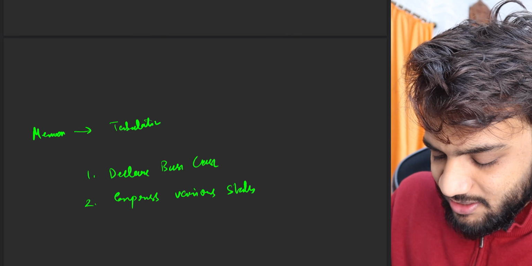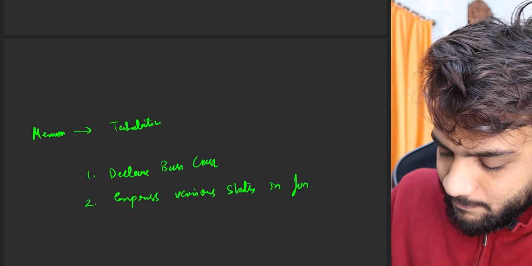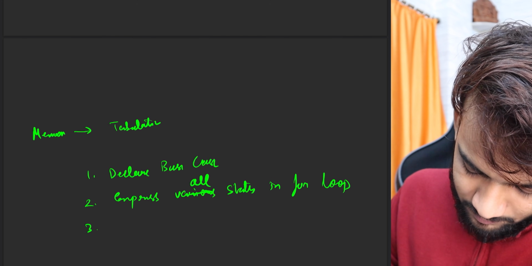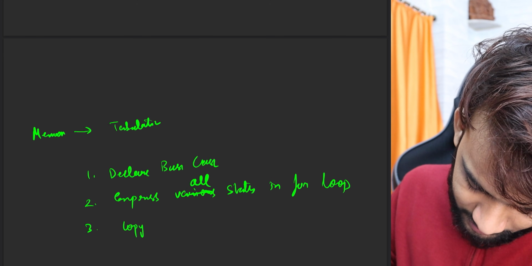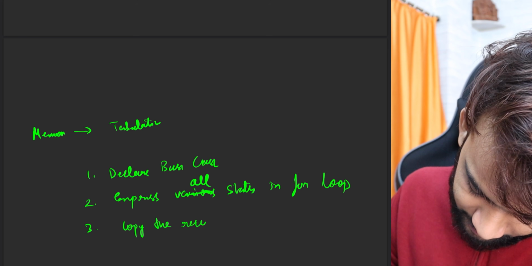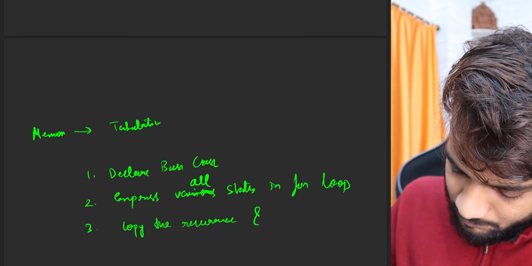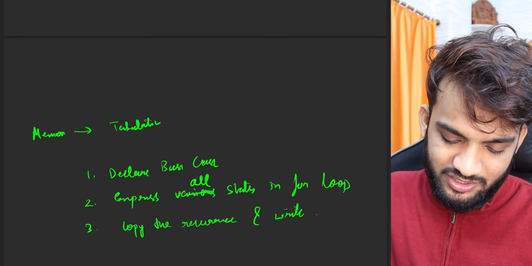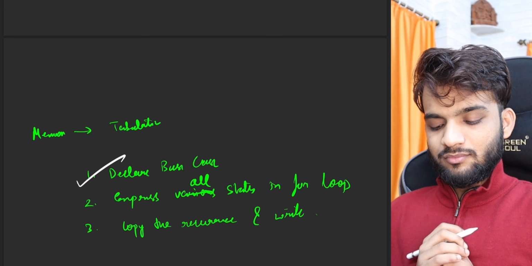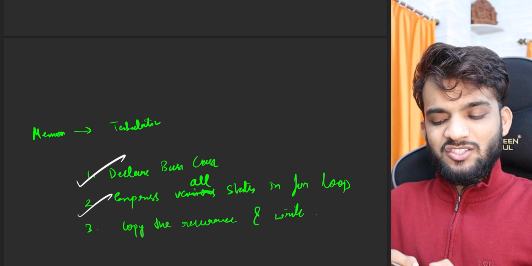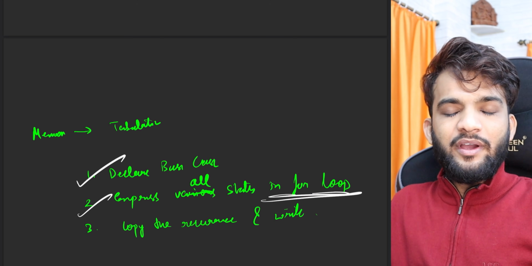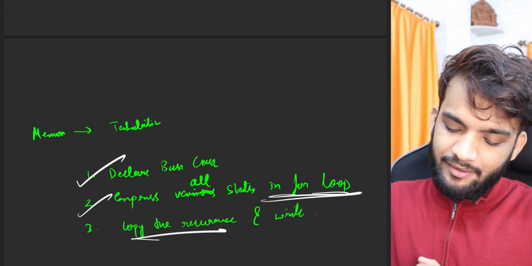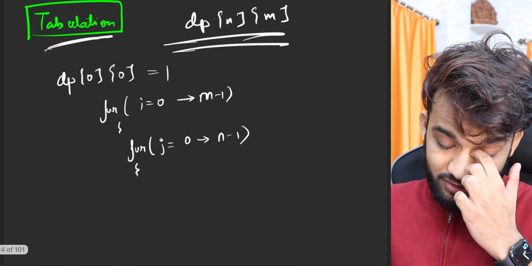Express all states in for loops, and step 3 is to copy the recurrence and write. So step 1 is done, which is declare the base case. Step 2, express all states in for loops. Over here there are 2 states, so 2 nested loops will go.